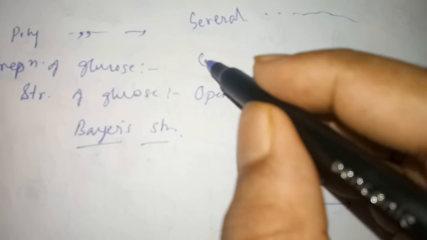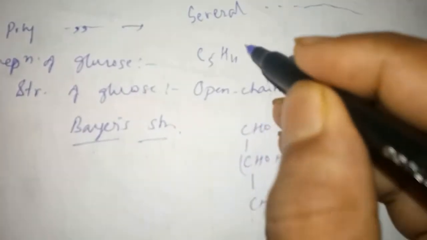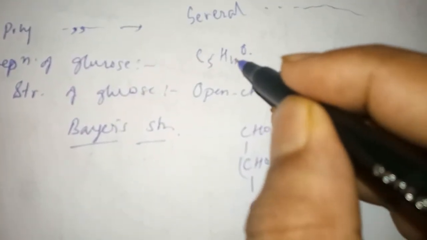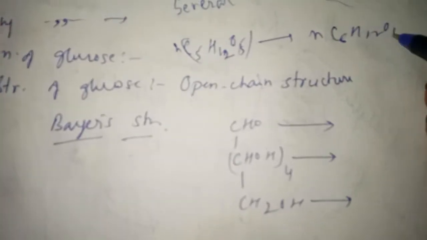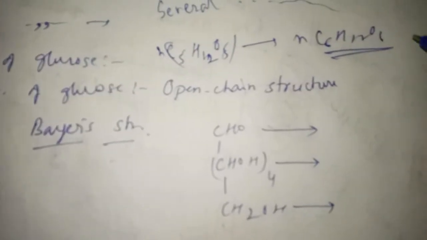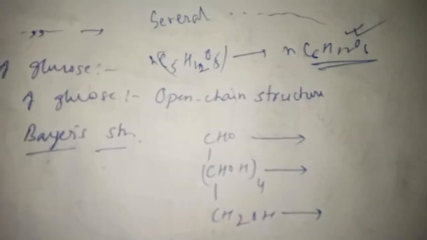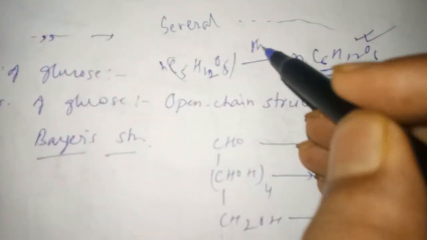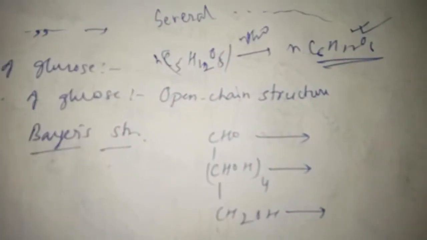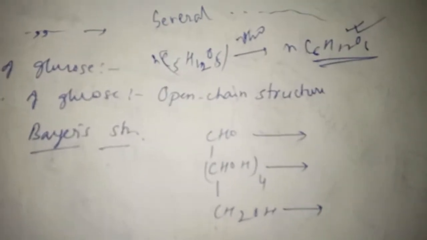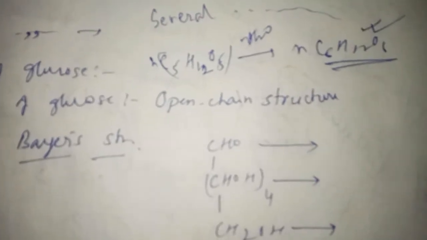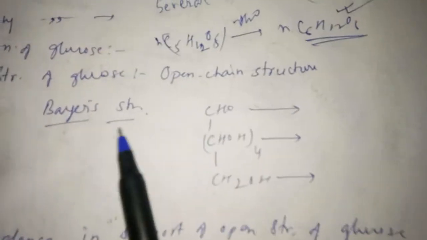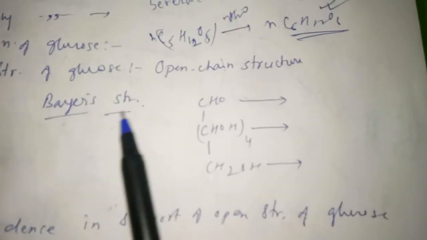Now, in the preparation of glucose, if I take starch, n times of starch on hydrolysis gives n times of C6H12O6, that is glucose. So starch is the best way to prepare glucose. Now the structure of glucose. First of all, we are taking the open chain structure, the Baeyer structure.